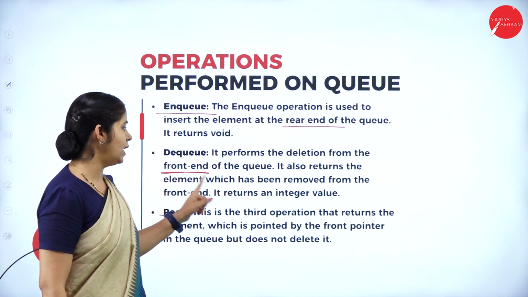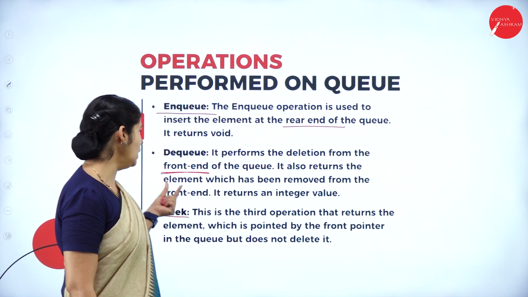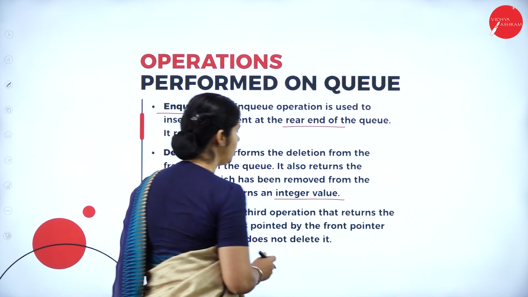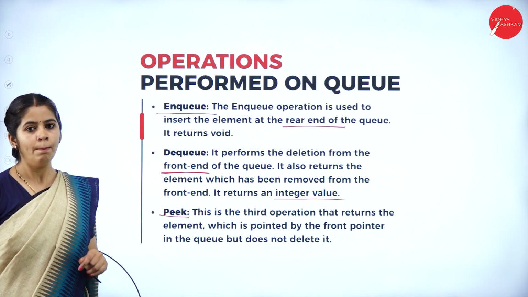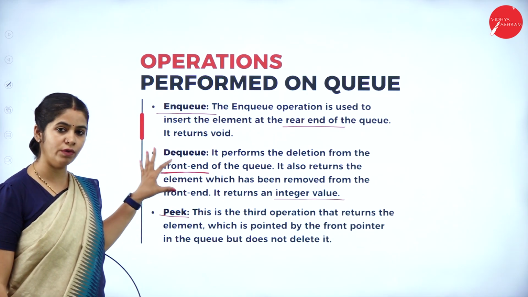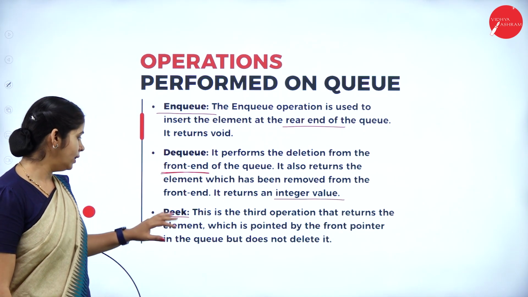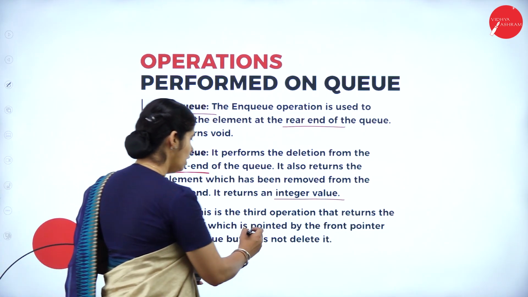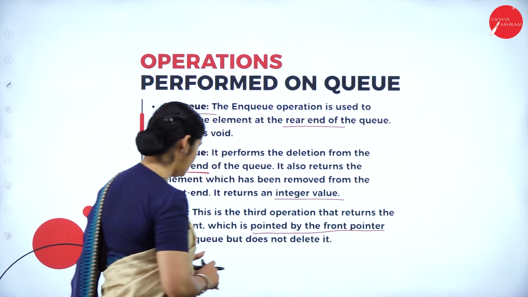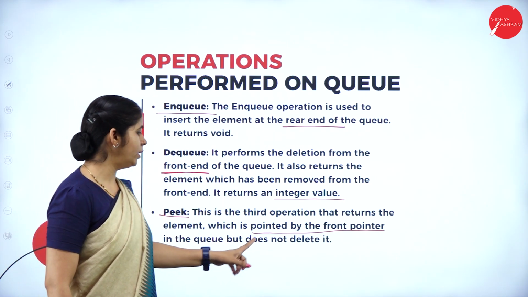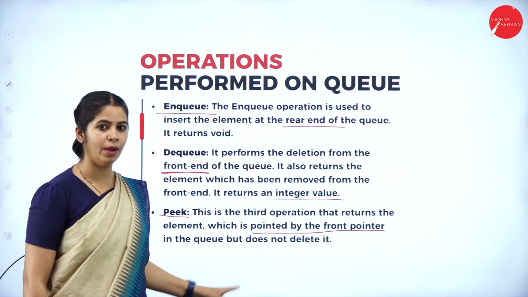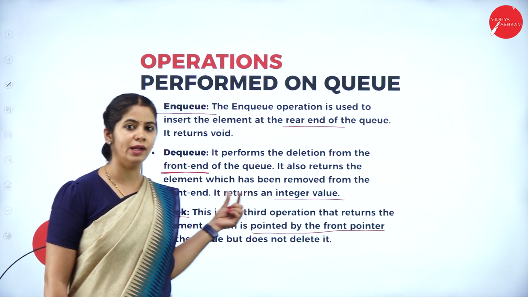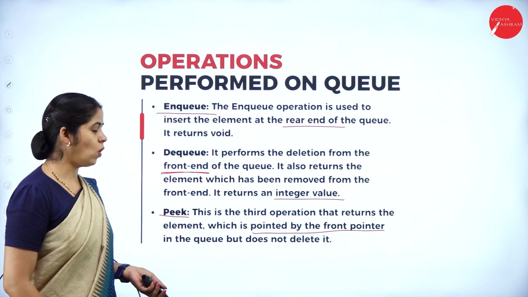It also returns the element which has to be removed from the front end, and it returns the integer value. Whatever value we have deleted has to be written back to the main program. That is the operation we are doing in the DQ. Then coming to the peek, I have already told you, peek is just the element pointed to by the front pointer. It shows the element in the queue but does not delete any element; the element that is pointed to by the front pointer will be displayed by the peek operation.